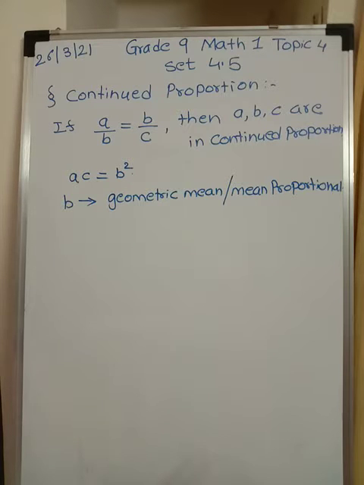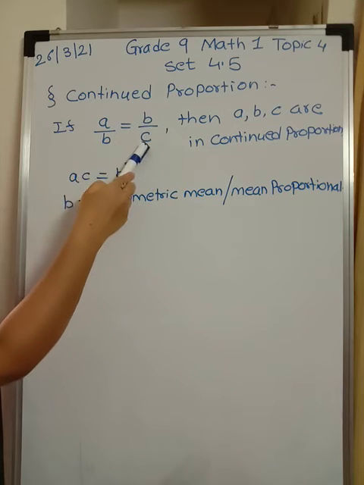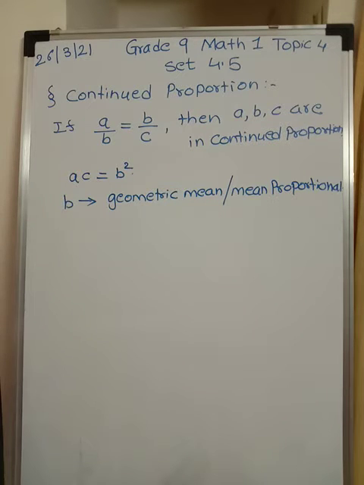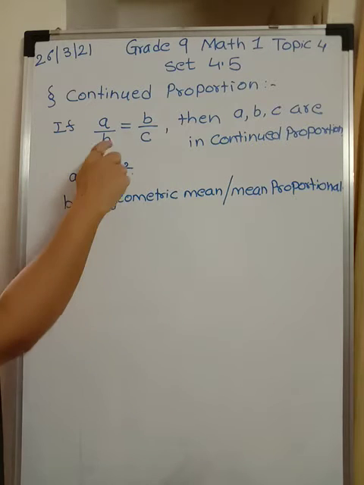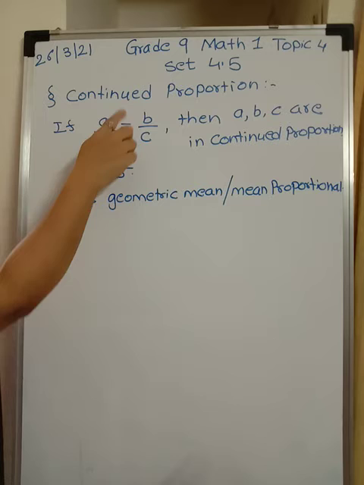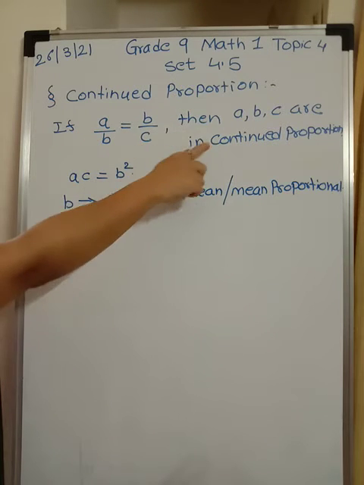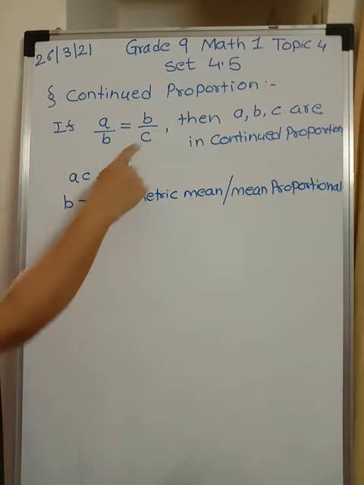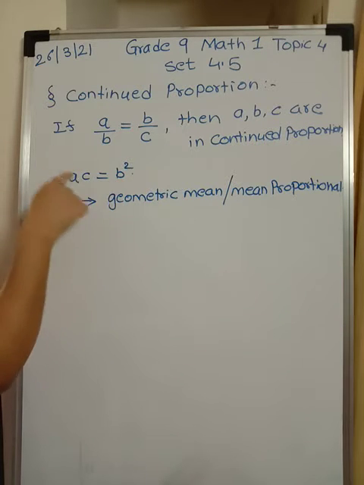Now look at these two ratios, A upon B. If this ratio is equal to B upon C, can you see that the denominator of the first ratio is the same as the numerator of the second ratio? B here is repeated. If the condition is like this, then we say that A, B and C are in continued proportion. If you cross multiply, you have AC is equal to B square. And in such a case, B is called the geometric mean or mean proportional.